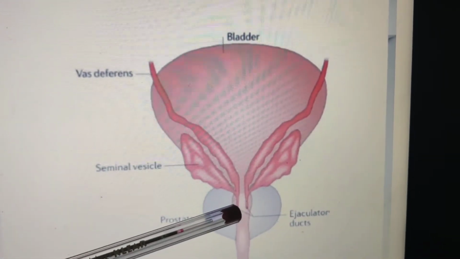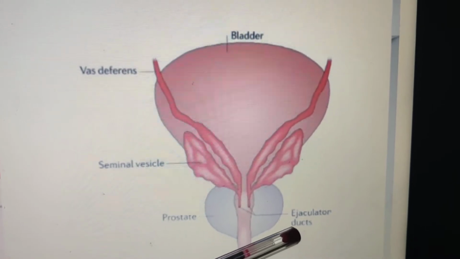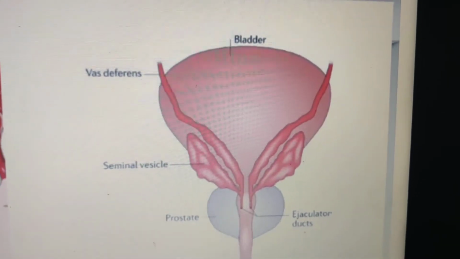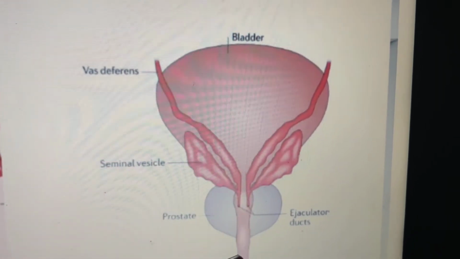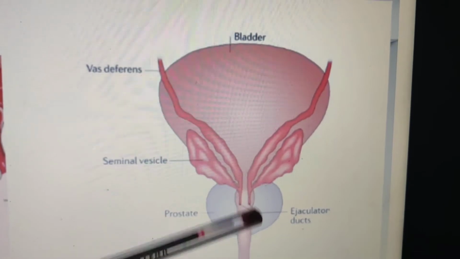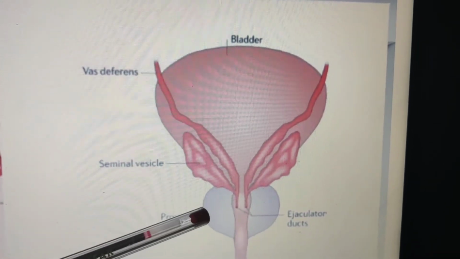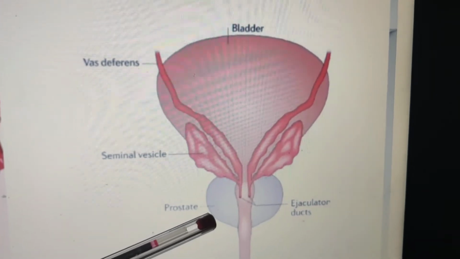Now this opening, this pink opening, is termed as ejaculatory duct. Through this, urine will also pass out and the sperms will also pass out. That is why this tract is termed as urinogenital tract. Here one more gland is present. This gland is termed as prostate gland.